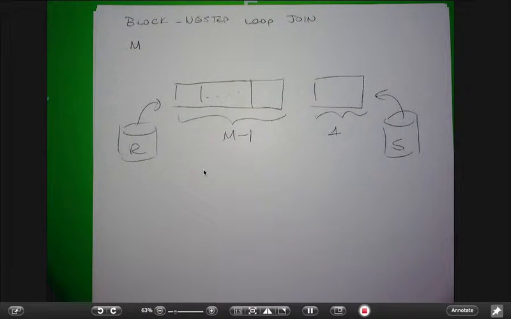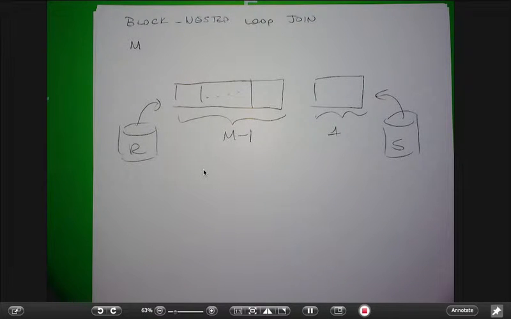Now once you are done with S, this m-1 blocks of R, you're done. You process the join. You never have to read them again. So then you read the next m-1 blocks of R, right? You keep repeating this until you are done with R. So in the block nested loop join, we are doing exactly the same thing, except instead of reading 1 block at a time, I'm reading multiple blocks.